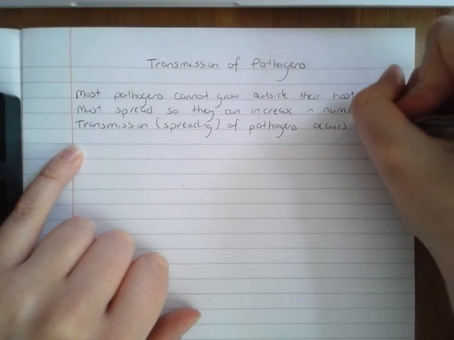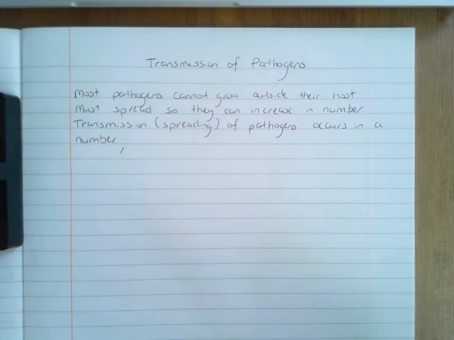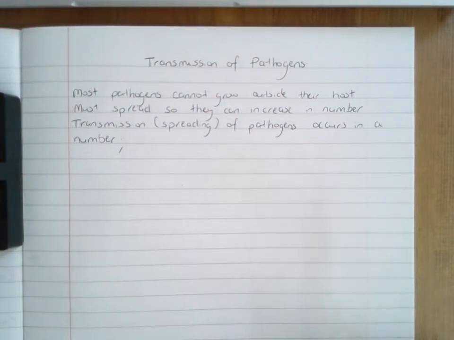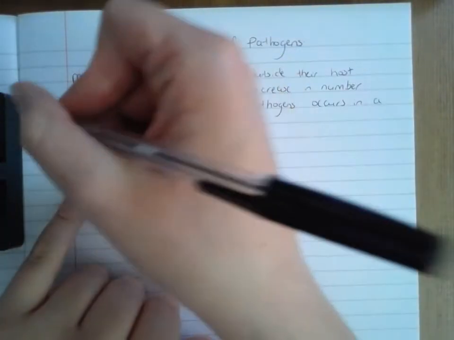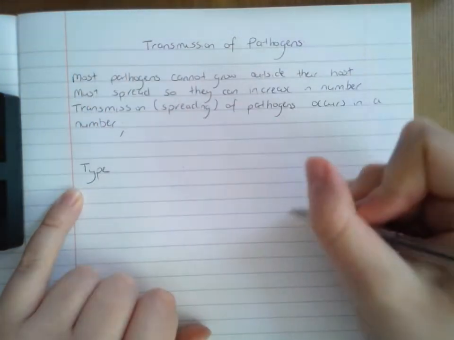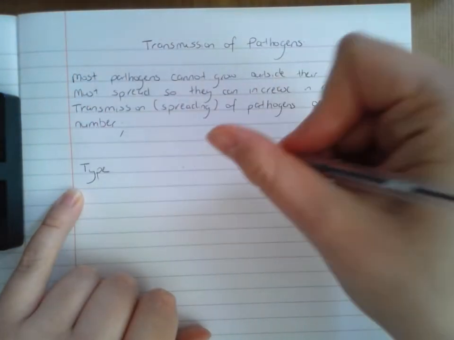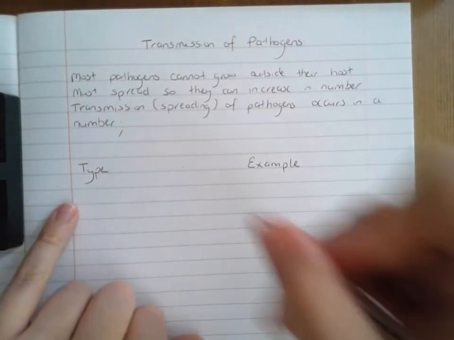The spreading of pathogens occurs in a number of different ways, and the method used for the transmission will depend on the pathogen itself. So different pathogens will spread in different ways. And when you're trying to control the spread of a particular pathogen, it's really important to understand how it is spreading. So this information on transmission is really important. So I'm going to make a table. I'm going to put type of transmission, and then I'm going to look at an example, which is basically an explanation of that type of transmission.